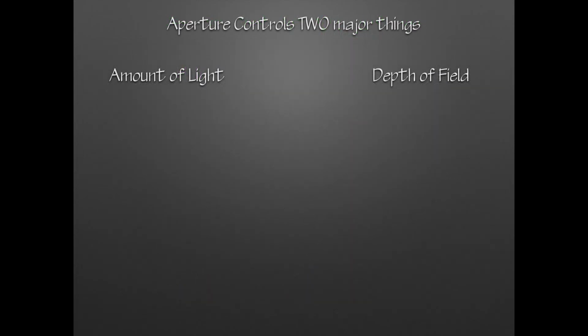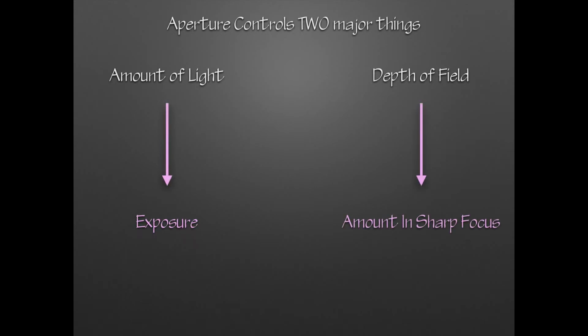Aperture controls two major things. Okay, so one is the amount of light, which leads to the exposure, and the other one is depth of field, which is the amount in sharp focus.